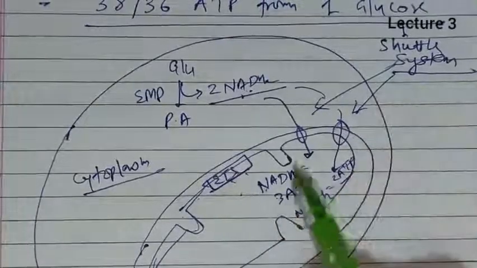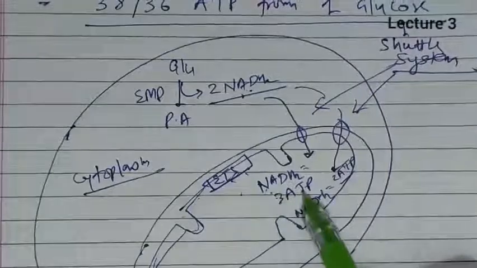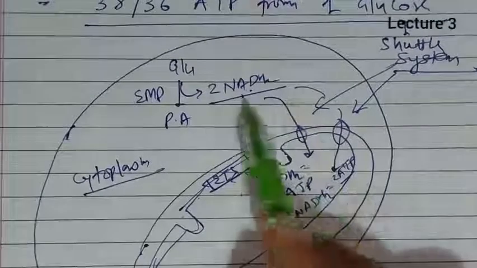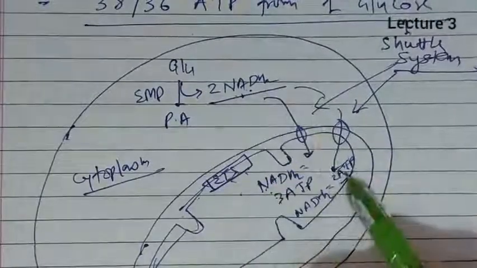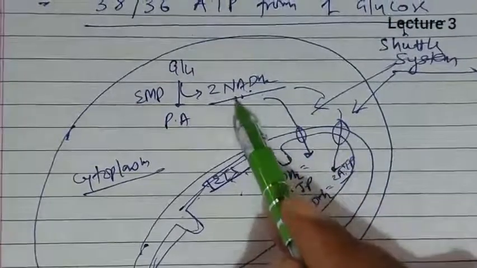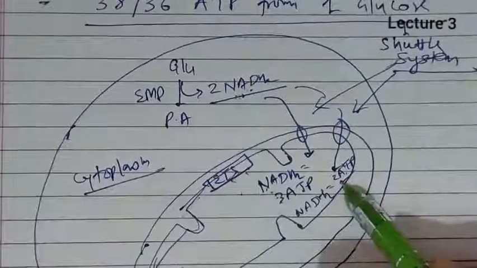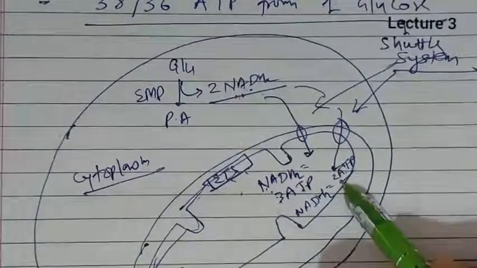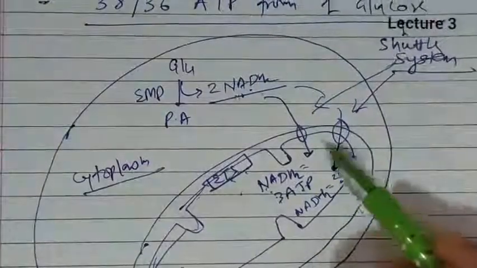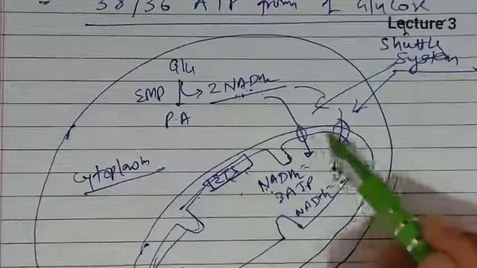Now if we consider this shuttle, where NADH2 is equal to 3 ATP, then the total calculation will be 38. But when we consider NADH2 equal to 2 ATP, then 6 ATP will not be calculated; here we calculate 4 ATP. So when we calculate 4 ATP in this, the total becomes 36. So how is this happening? How is this shuttle system working?